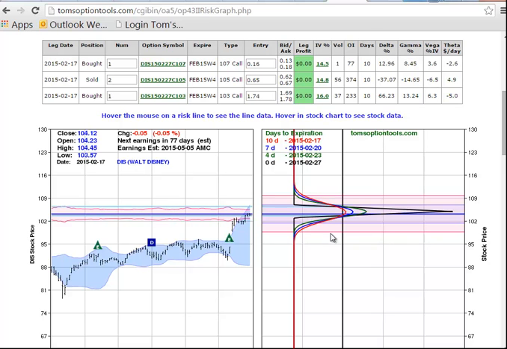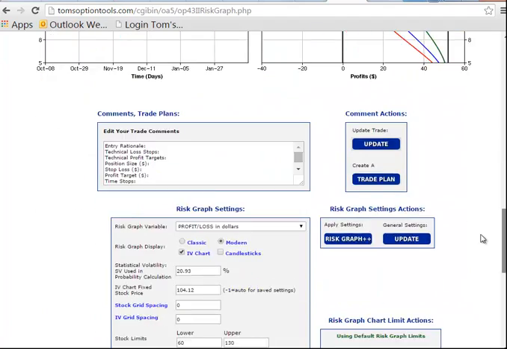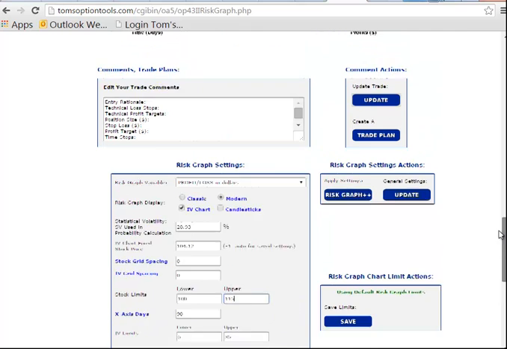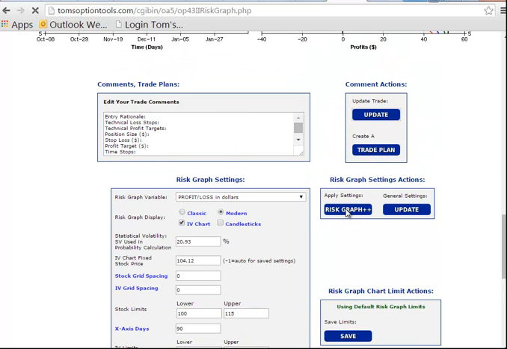So let's take a look at 100 to 115. I'm going to zoom in quite a bit, just like I did with the debit spread. So I'm under stock limits. I'm going to look at 100 to 115, and then I'll take a look at that. So let's apply those settings to our current risk graph.